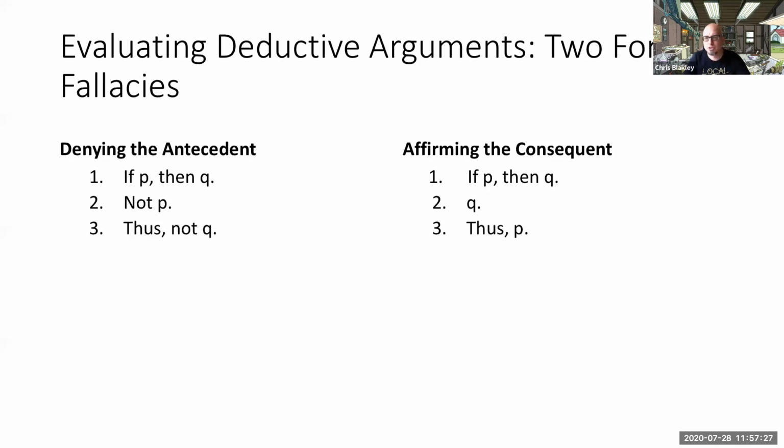So here are actually two of our formal fallacies, two of the most basic formal fallacies, denying the antecedent and affirming the consequent. Notice they are deceptively similar to modus ponens, but they are not, in fact, those forms. They're slightly different.